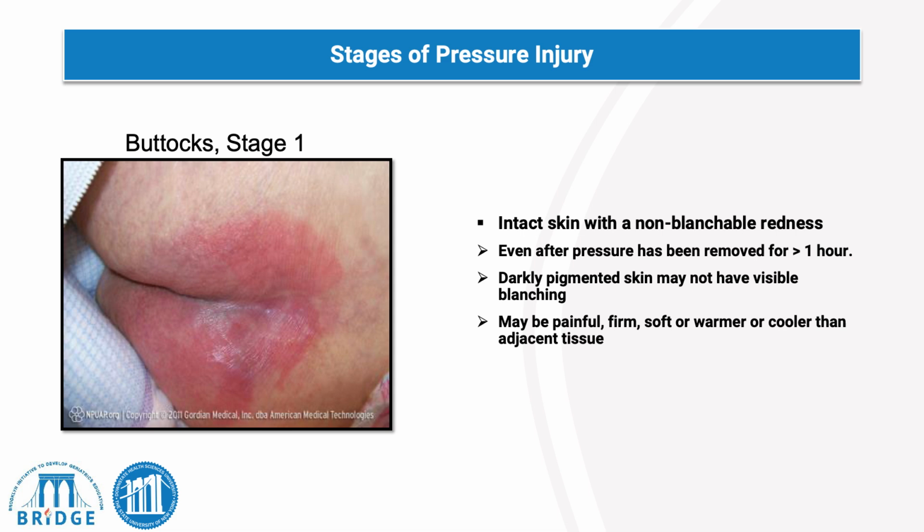The following is an image of a stage 1 buttocks pressure injury. This is characterized by skin with a non-blanchable redness, and the non-blanchable redness remains even after an hour when the pressure is removed. It's important to note also that darkly pigmented skin may not have a visible blanching lesion. In addition, this stage 1 pressure injury may be painful, it may be firm, it may be red, and the temperature is different than the surrounding area of normal tissue.